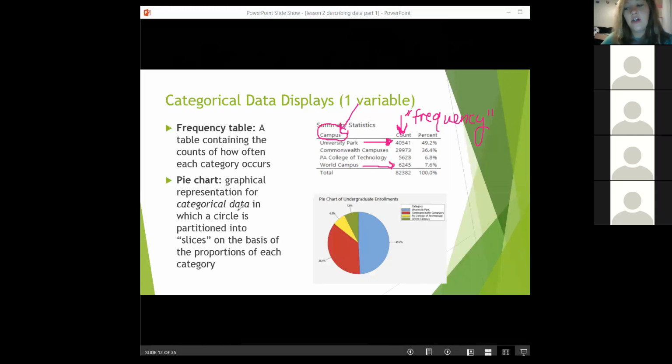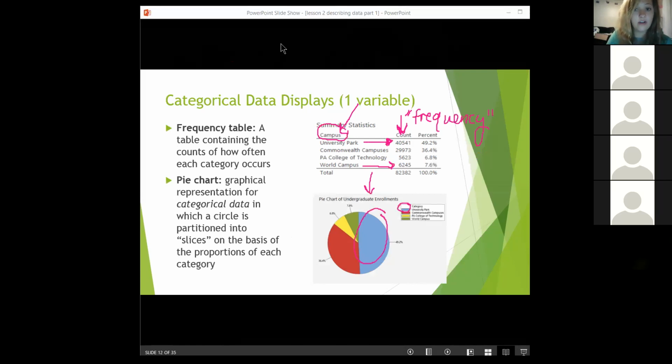A pie chart is good when you want to know percentages, like what percent of the data is a certain category. If you were to put this into a pie chart, it's showing that almost 50% of the data is represented by University Park students. So that's basically where that comes from. It looks like a pie. That's why it's called a pie chart. It's very visual. With the frequency table, you've got to look into it. A pie chart is very visual. You can see which slices are smaller and whatnot.